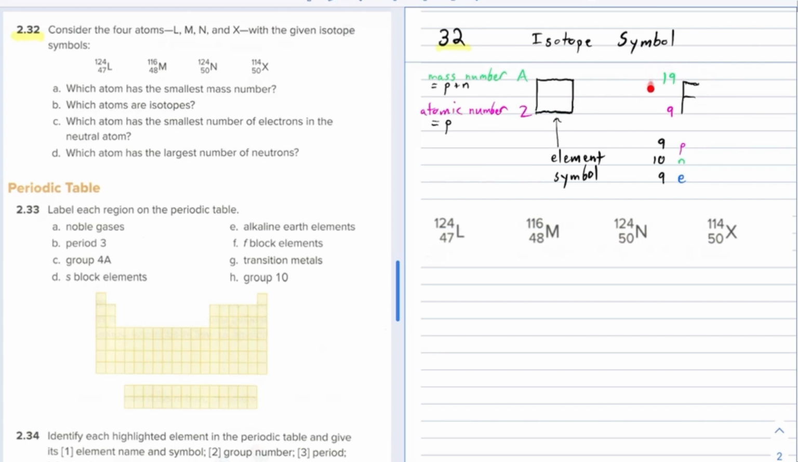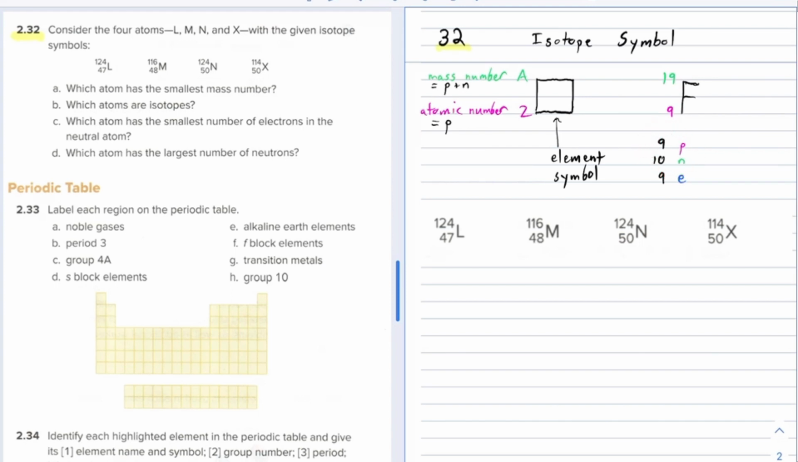So for example, here's an isotope symbol, F for fluorine, and then we would call this the fluorine-19 isotope. 19 is the mass number, and 9 is the atomic number. From this isotope symbol, we can figure out protons, neutrons, and electrons. Remember, the atomic number is the proton, so there are 9 protons. And there's always the same number of protons and electrons in the neutral atom, so that means 9 electrons as well. The way we figure out neutrons is we take the mass number, which is protons plus neutrons, and we subtract the protons. So 19 minus 9 gives us 10 neutrons.